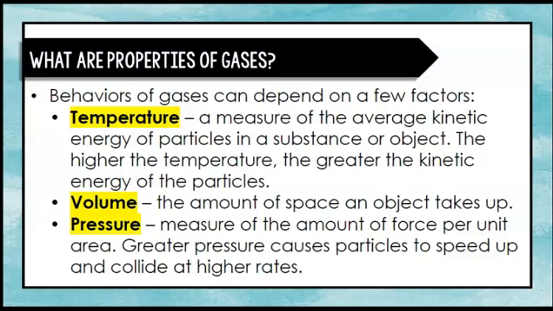Next is pressure. Pressure is the amount of force per unit area. Greater pressure causes particles to speed up and collide at higher rates. Now, just as an aside, there is a fourth state of matter called plasma, which happens when you have charged particles. So plasma actually has its particles moving even faster than gases, and they have an electric charge.